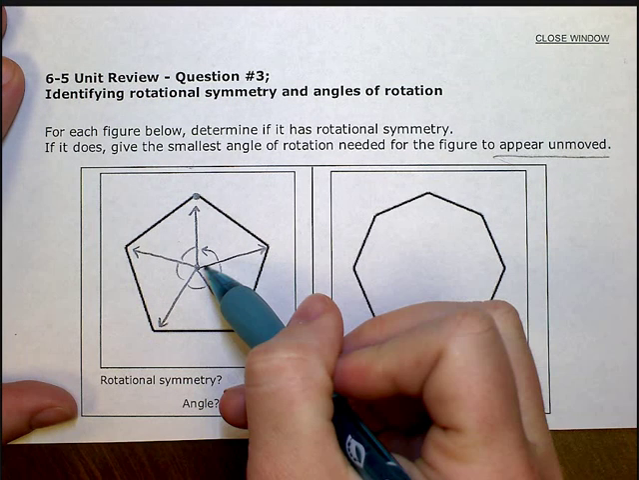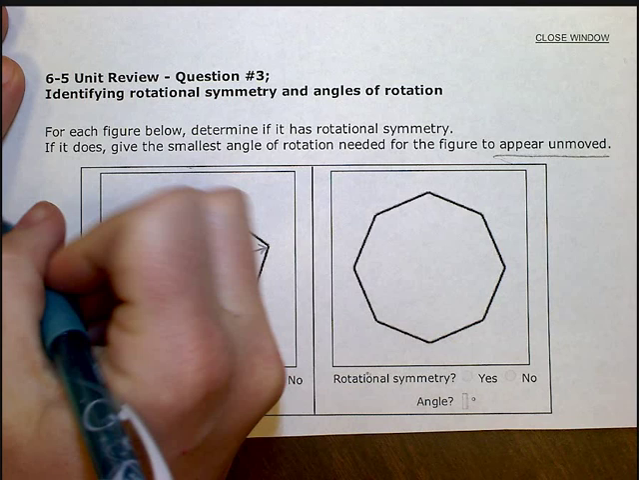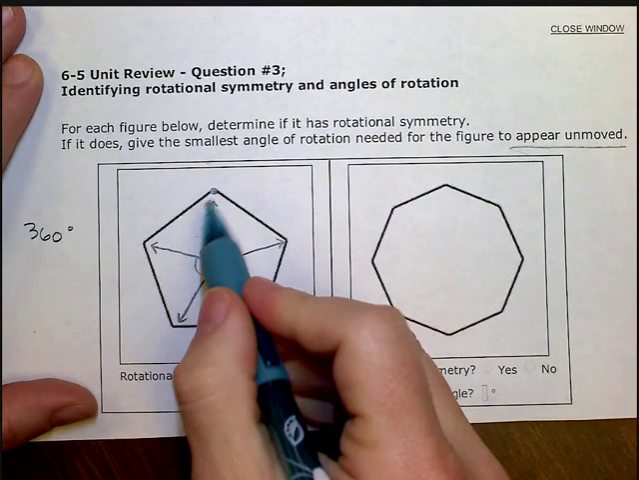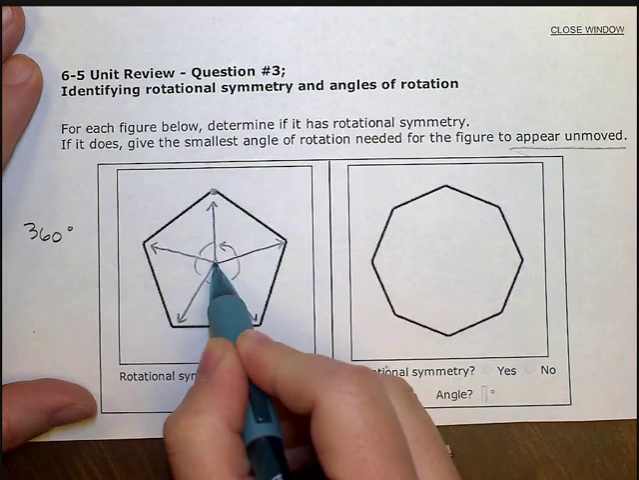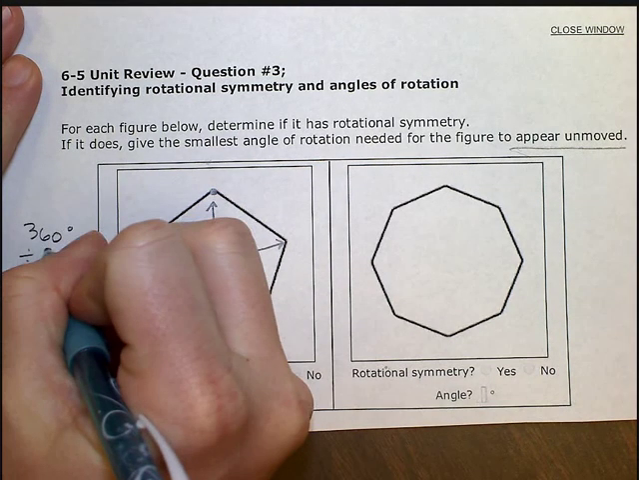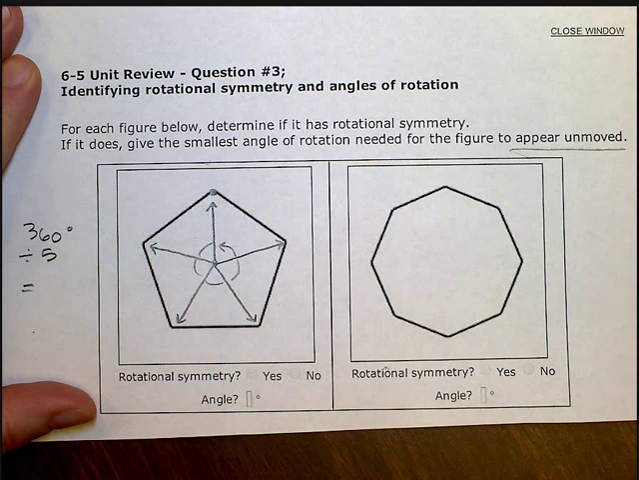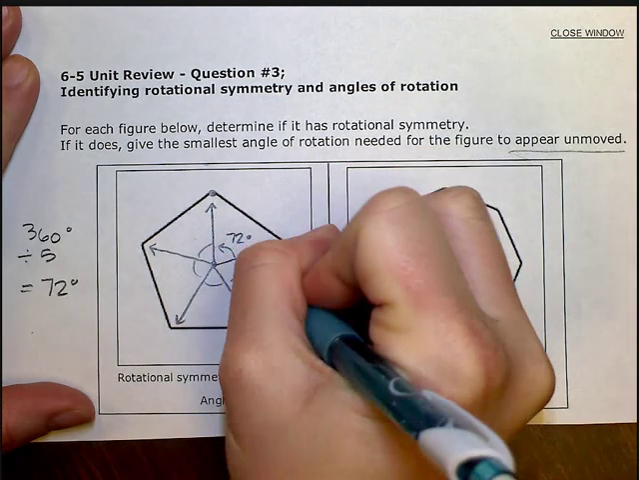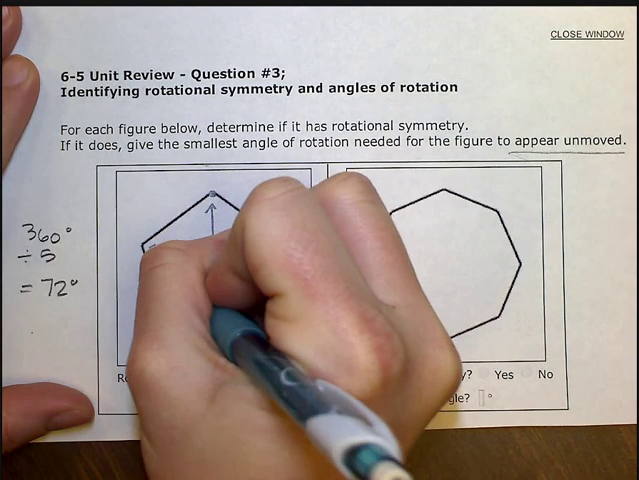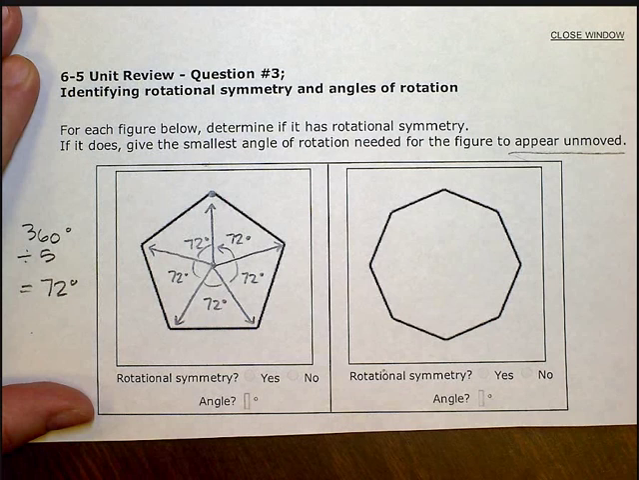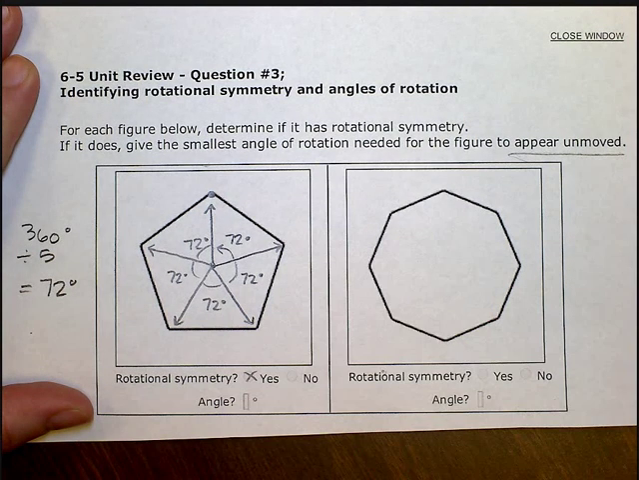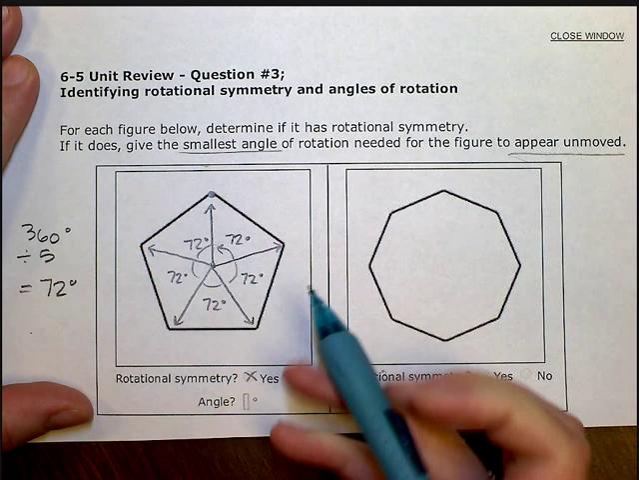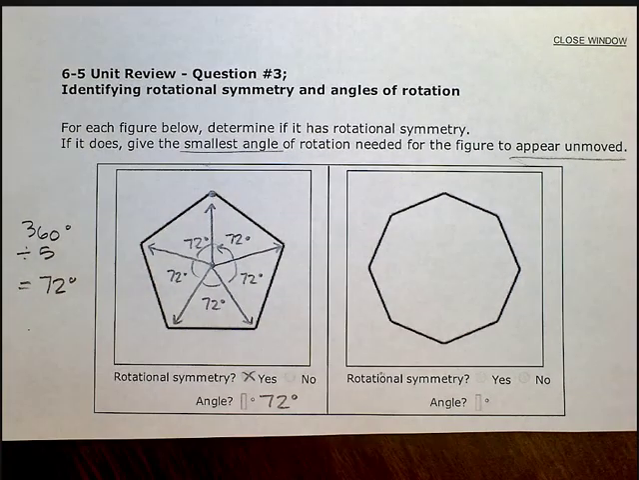I know going in an entire circle is 360 degrees. So if I have 360 degrees to go all the way around, but I just want to think about a fifth of that, I'm going to divide 360 by 5, and I'm going to get 72 degrees. So each one of these angles in here is 72 degrees. We saw that we could rotate it and it would look the same, so we knew it had rotational symmetry. Then my smallest angle is just 1 click over, which is 72 degrees. So for that one, that's it.